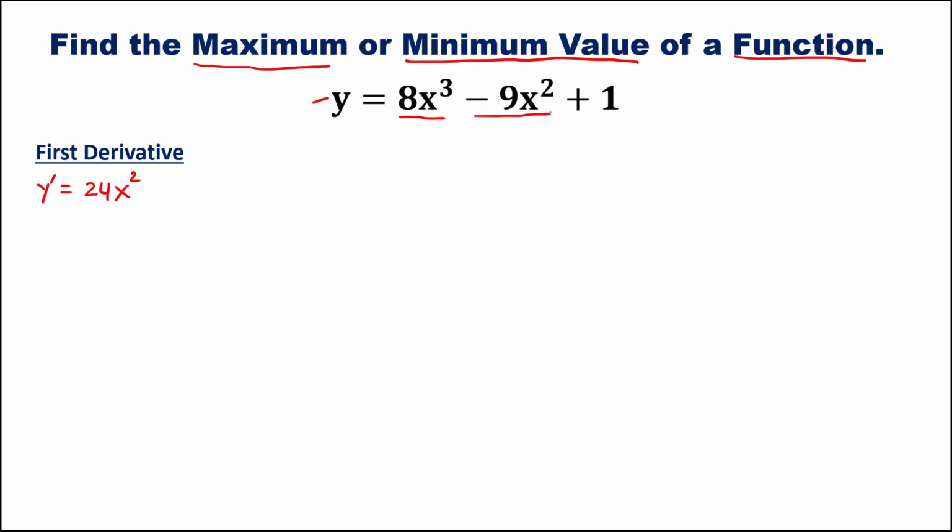Then the derivative of negative 9x squared, so this is negative 18x. And the derivative of a constant, this one is 0. So the first derivative is 24x to the power 2 minus 18x. Then we need to equate this y prime to 0.